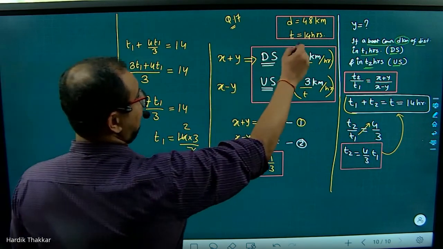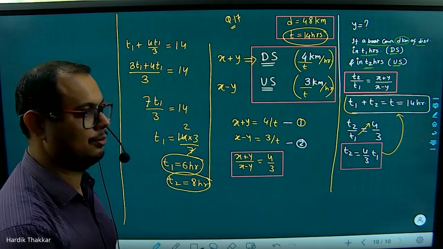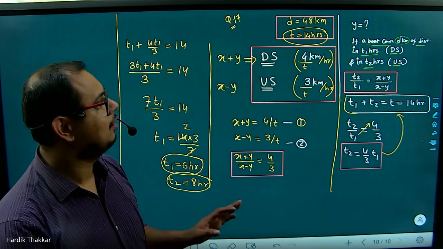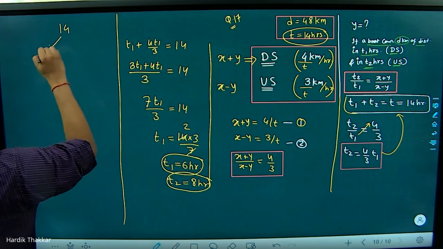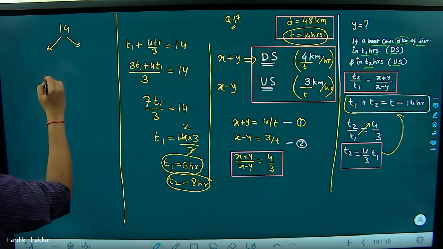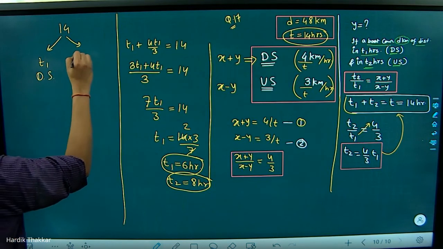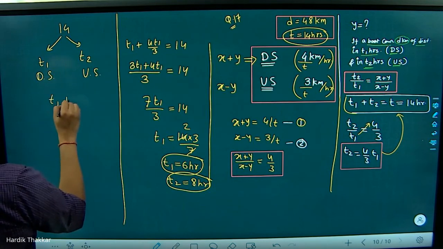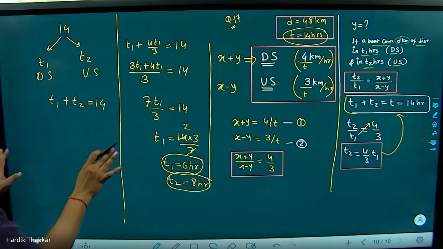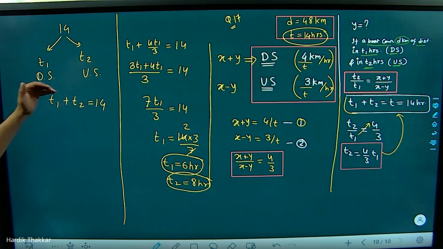This total travel time of upstream and downstream, this total time is T, that is 14 hours. Okay, now this 14 hours is divided in two parts. The first part, we will consider as T1, which is for downstream, and the second time is T2, which will be considered as upstream. So definitely this T1 and T2 will be equal to 14, no doubt in that. The time to go and the time to come back, the sum of both is 14, there is no issue in this.